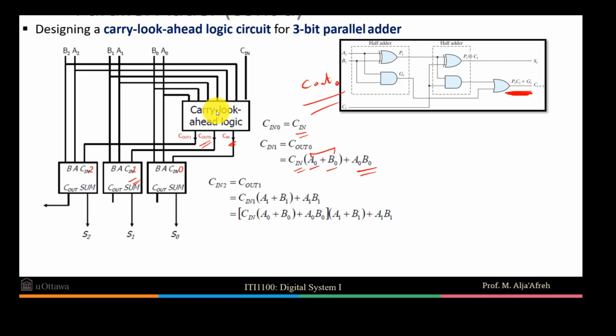Again, just to be crystal clear, instead of rippling the carry out from each adder to the second adder, we have to find an equation. That equation will calculate the carry out as a function of the inputs that we have. We know that the inputs we have are Cn, A0, B0, A1, B1, A2, and B2.